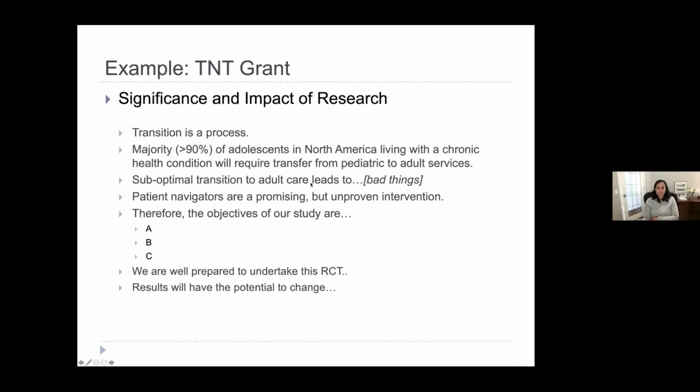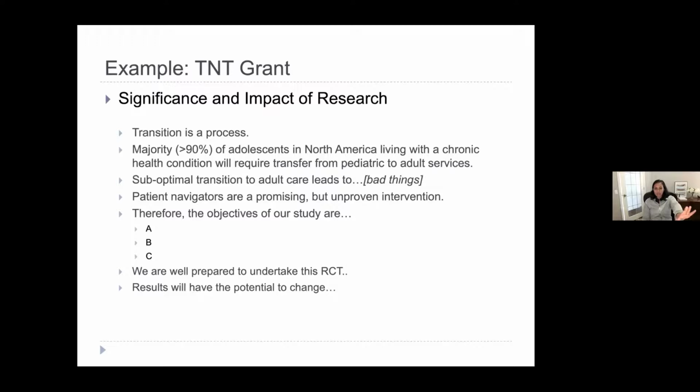Suboptimal transition to adult care leads to, here it's usually X, Y, Z, showing the outcomes that I'm interested in: emergency room visits, death, whatever. Then I go right into, but patient navigators are a promising but unproven intervention to improve transition to adult care. Therefore, the objectives of my study are 1, 2, 3, and then I reassure the review, we're well prepared to undertake this RCT, and the results will have potential to change. That's it.